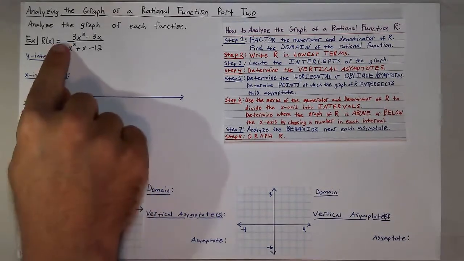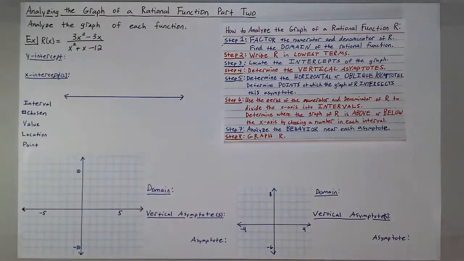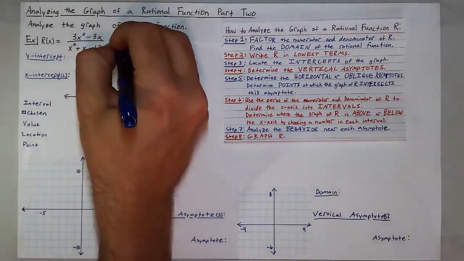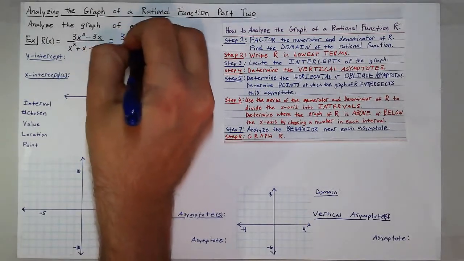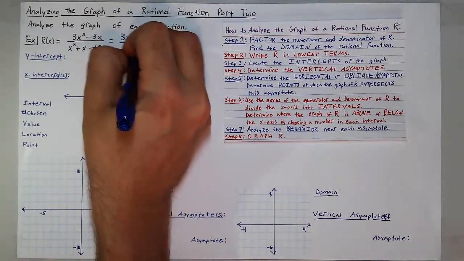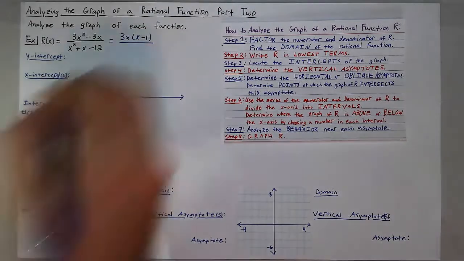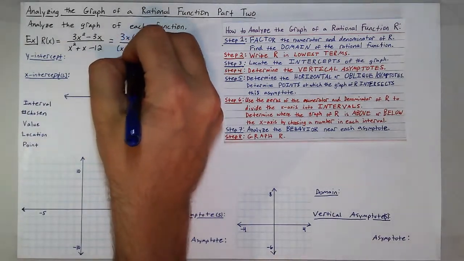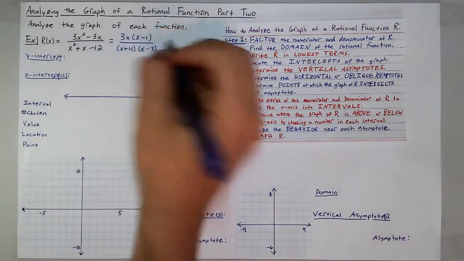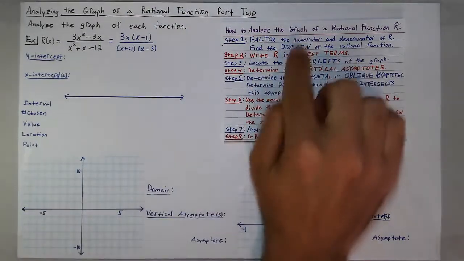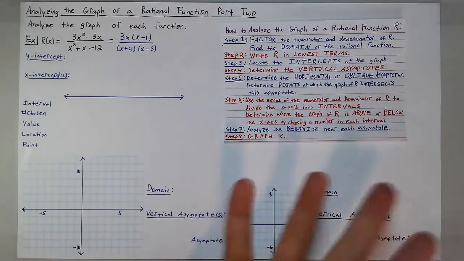So we'll start first by factoring the numerator and denominator of this rational function. So the numerator can factor out a 3x and be left with x minus 1. And the denominator can be factored into x plus 4 times x minus 3. The reason why we start by factoring is to find the domain of our function. Where is the function undefined?